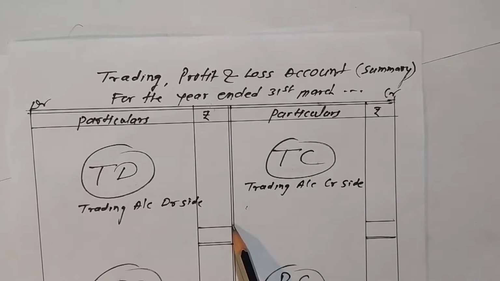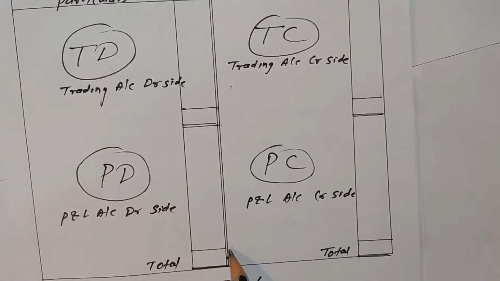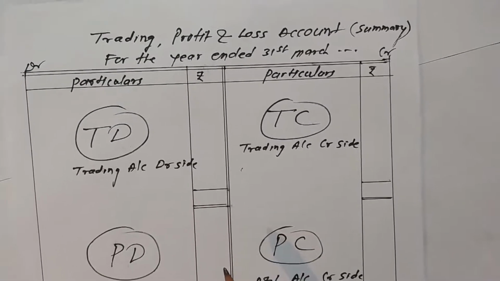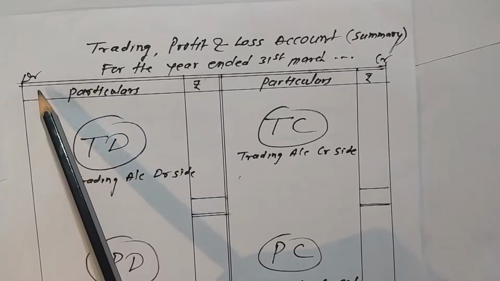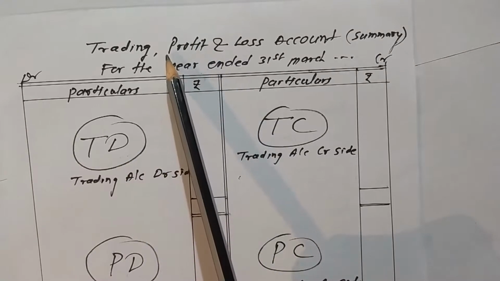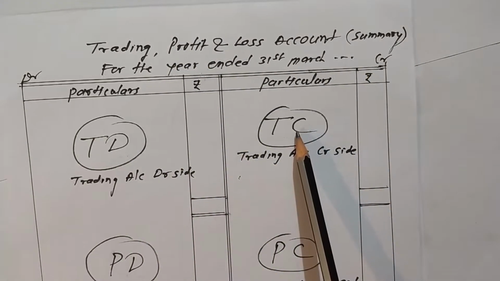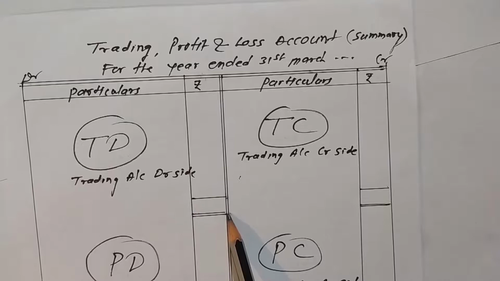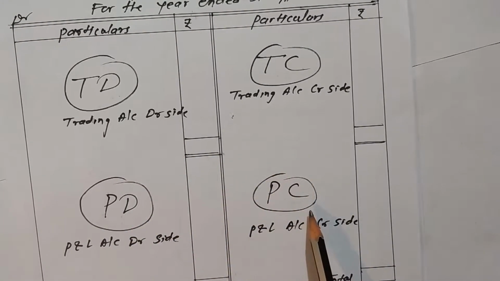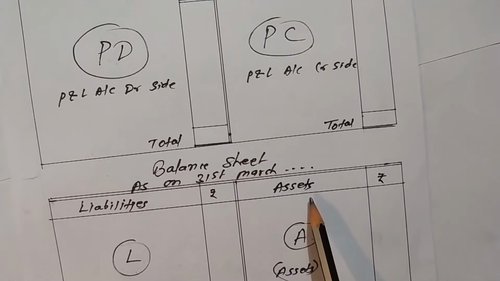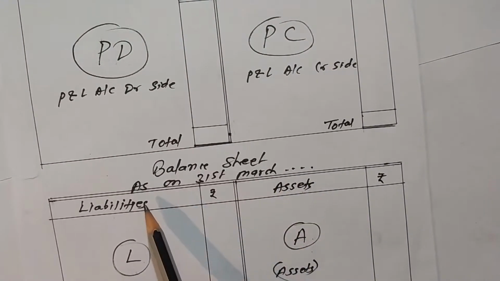First part is the trading account. Second part is the profit and loss account. We give short forms to the placement of final accounts. Trading account debit side is known as TD. Trading account credit side is known as TC. Profit account debit side is known as PD. Profit account credit side is known as PC. Balance sheet asset side is known as A. And balance sheet liability side is known as L.